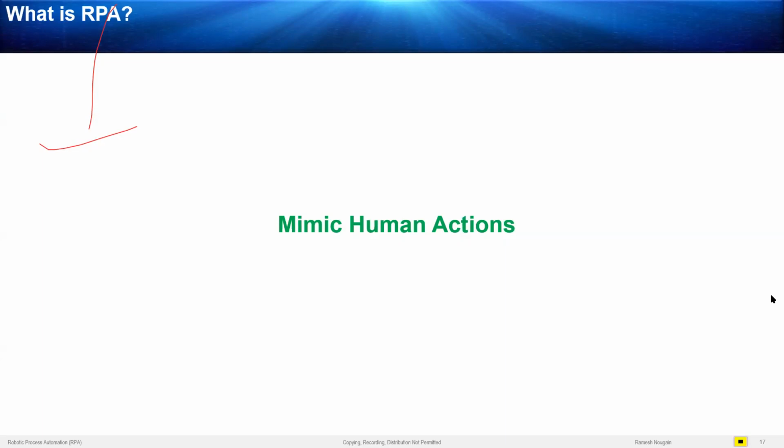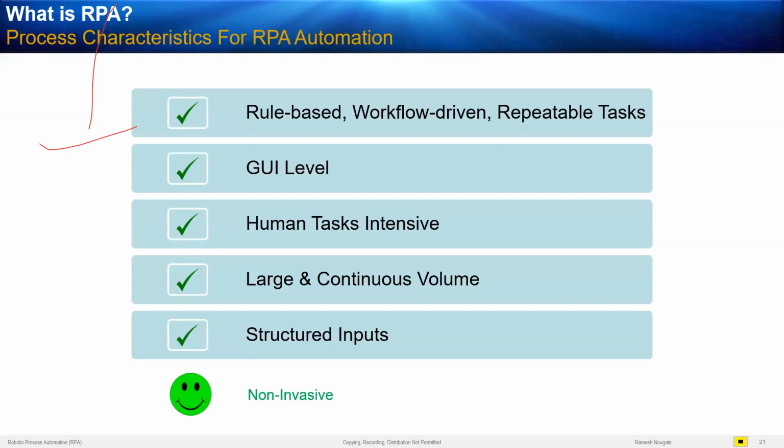Sounds pretty simple, very straightforward. Well, this is what RPA is all about. It's simple to understand. So what are the processes where you can apply RPA? Processes which are repeatable in nature, which are workflow driven, which are rule based, are suitable for RPA automation.